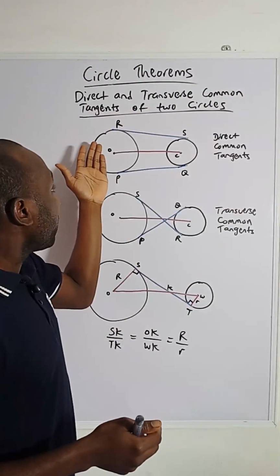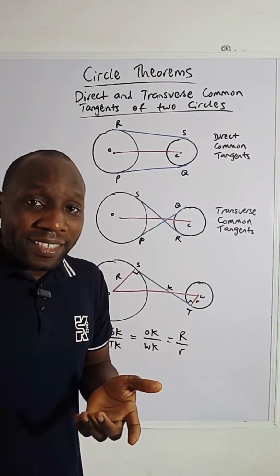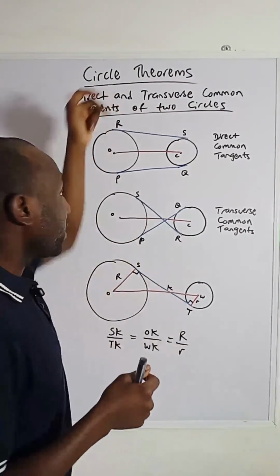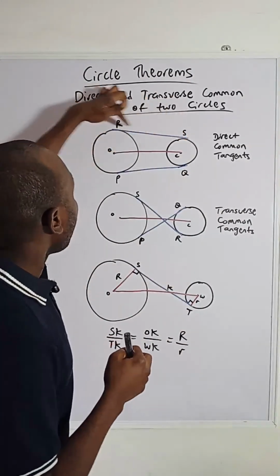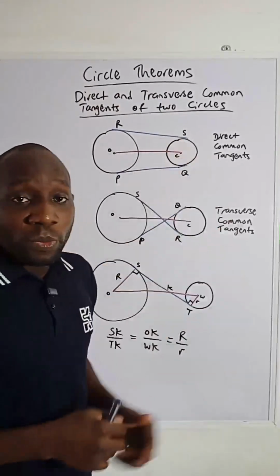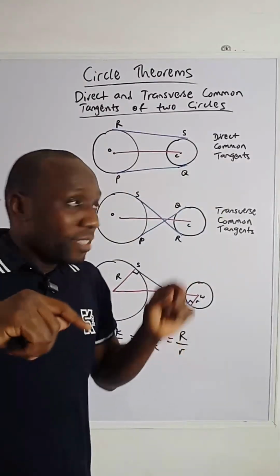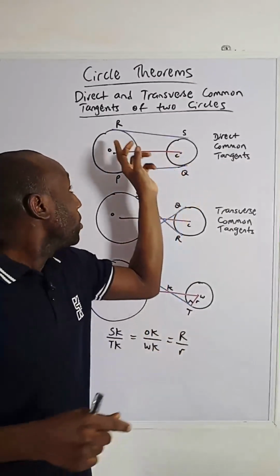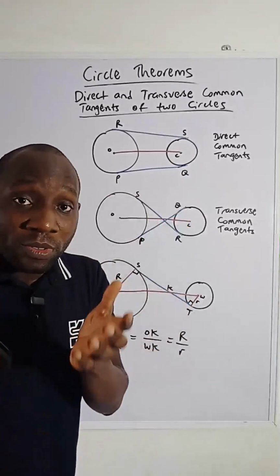As you can see, we have a common tangent. You know what a tangent is? A tangent is a line that touches the circle at one point. So this tangent, RS, touches this circle at point R and touches this circle at point S. So it's a common tangent because the same tangent is touching both circles. So RS is a common tangent. PQ is also a common tangent.